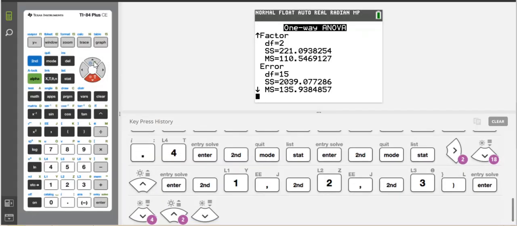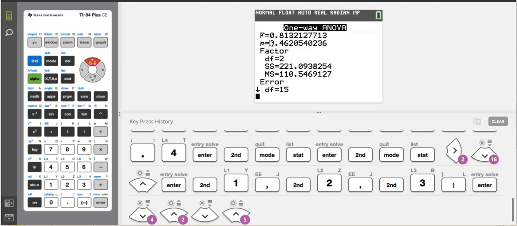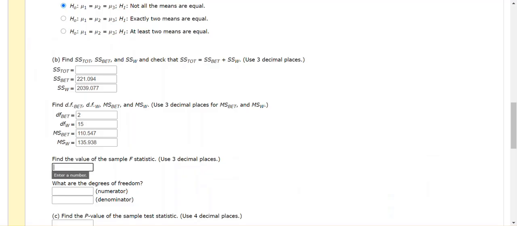So that was up at the top. The F statistic is 0.8132. Well, three decimal places, so 0.8132, but to three decimal places would just be 0.813.